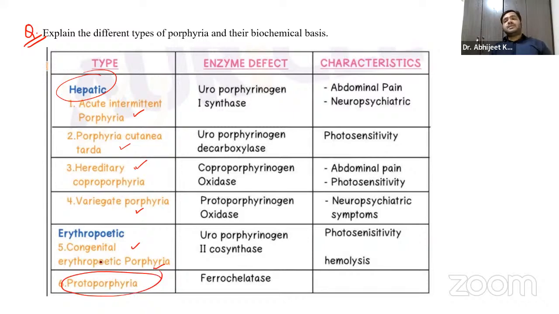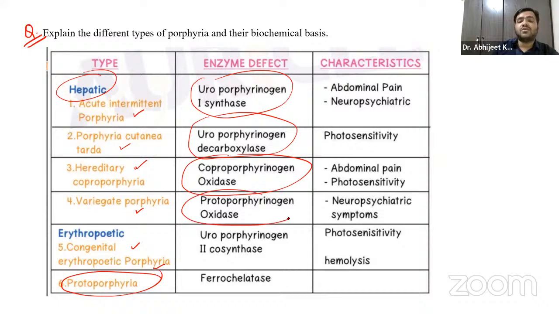So guys, what is the enzyme defect in these porphyrias? We have already discussed this in hemoglobin in detail, guys. In hepatic, in acute intermittent porphyria, it is uroporphyrinogen I synthase, right? Porphyria cutanea tarda, it is uroporphyrinogen decarboxylase. Hereditary coproporphyria, coproporphyrinogen oxidase. Variegate porphyria, protoporphyrinogen oxidase.